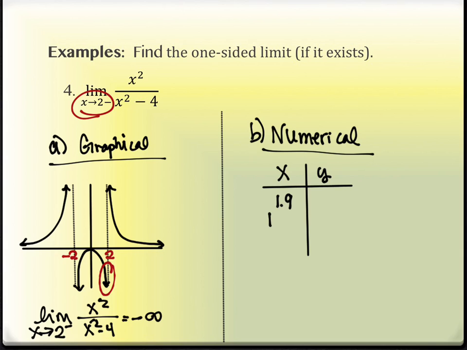1.9. So often when I ask a question about one-sided limits, I still have people writing down two sides of a table. Again, that's not showing that you understand the question that's being asked. This question specifically says a one-sided limit as we're approaching the number 2 from the left. So slightly smaller than 2. 1.9, 1.99, 1.999. So let's let our table find those values for us.